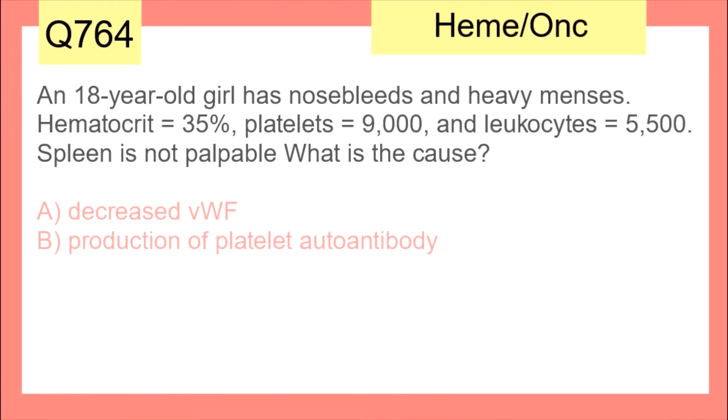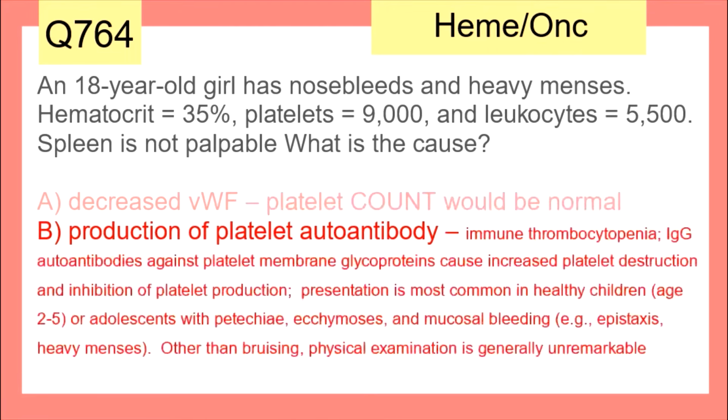764, an 18-year-old girl has nosebleeds and heavy menses. Hematocrit is 35%, platelets are 9,000, leukocytes are 5,500, spleen is non-palpable. What's the cause? So here it's due to a production of platelet autoantibody. This is ITP, immune thrombocytopenia. And it's not von Willebrand disease, even though the presentation seems like it. And that's because the platelet count would be normal in that condition. Over here it's 9,000, which is extremely low.